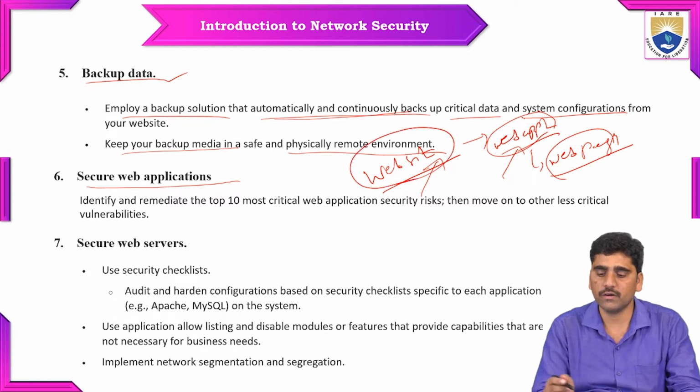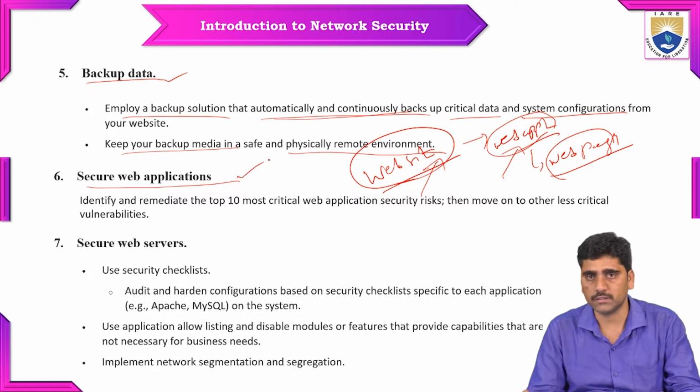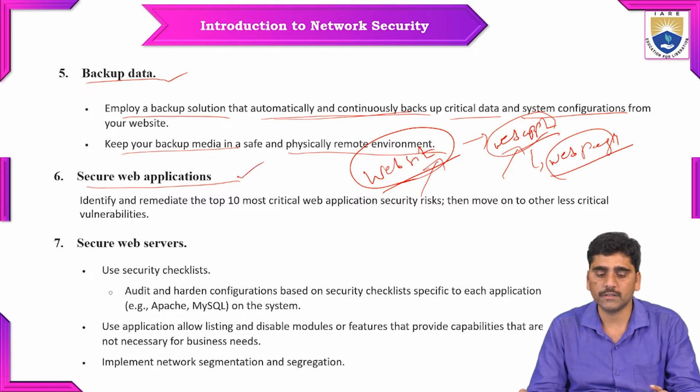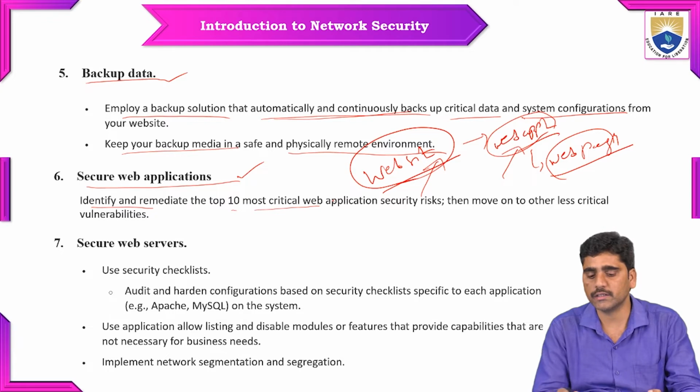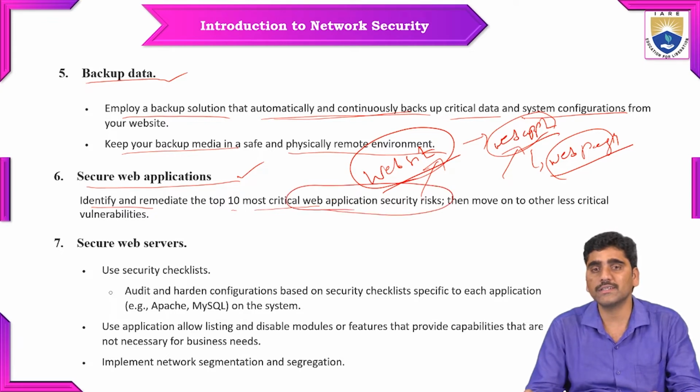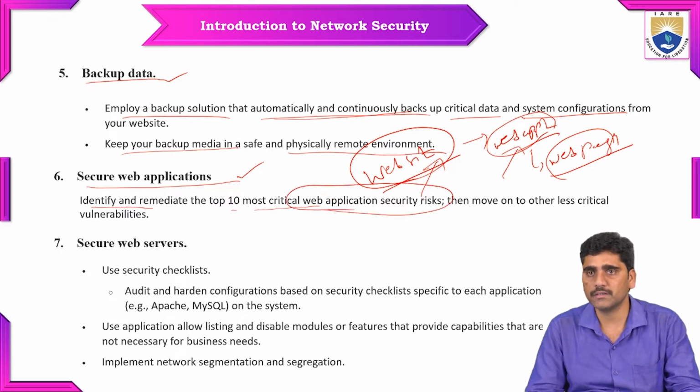So for that, what do we have to do? Secure web applications. Identify and remediate the top 10 most critical web application security risks. Some security risks happen when accessing web applications. Then move on to the other less critical vulnerabilities. So we have to find out the web application security risks and less critical vulnerabilities and rectify them. Then only can we secure our web applications.